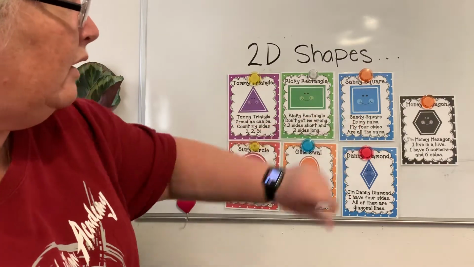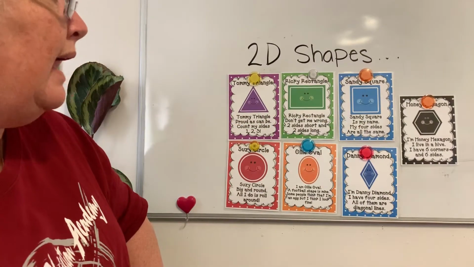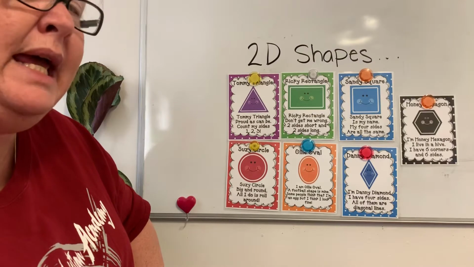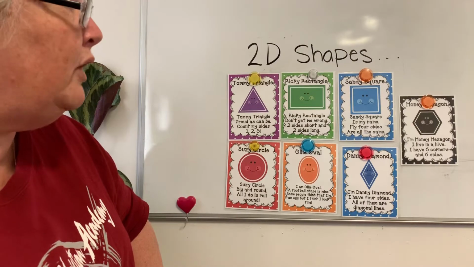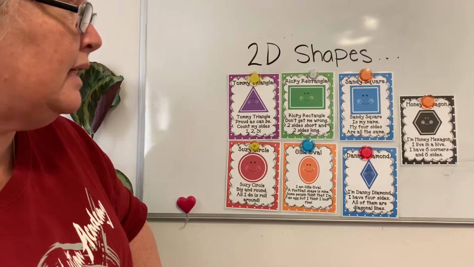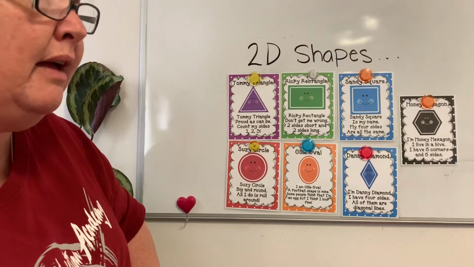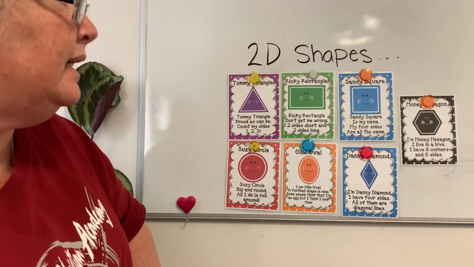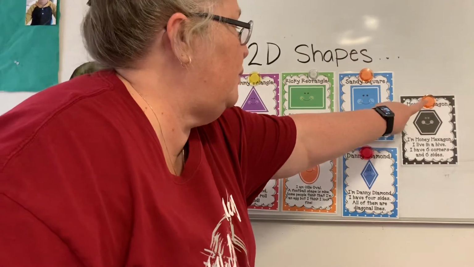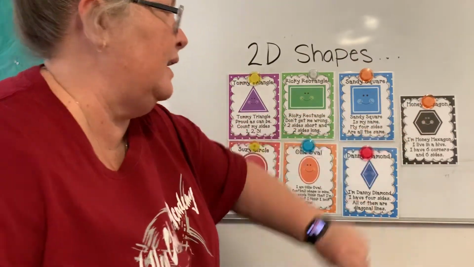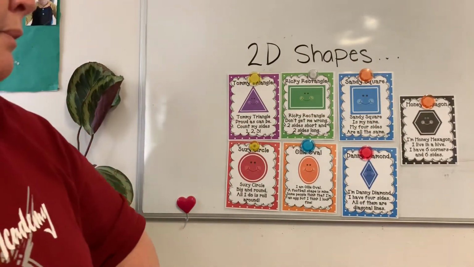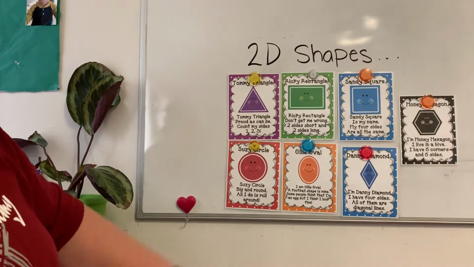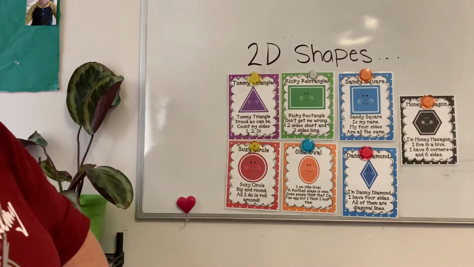Now over here is Honey Hexagon, and she is like a beehive. If you took a whole bunch of honey hexagons and put them together, it would look like a beehive. She has 6 sides. 1, 2, 3, 4, 5, 6. They're all the same, but just 6 of them. So these are our 2D shapes.